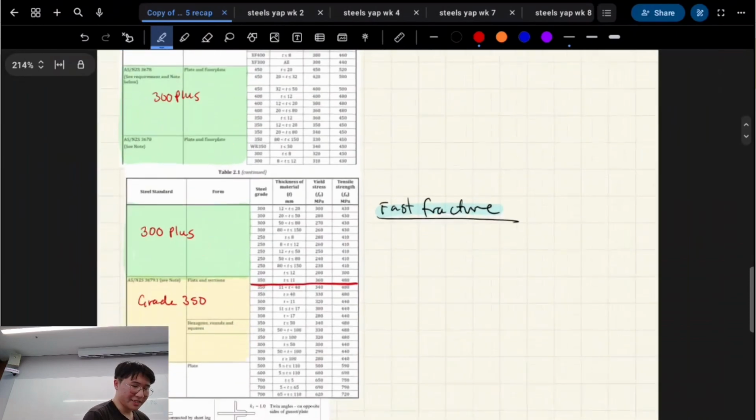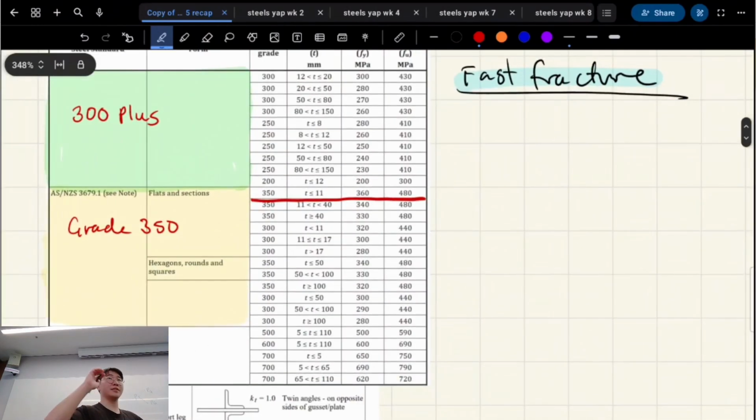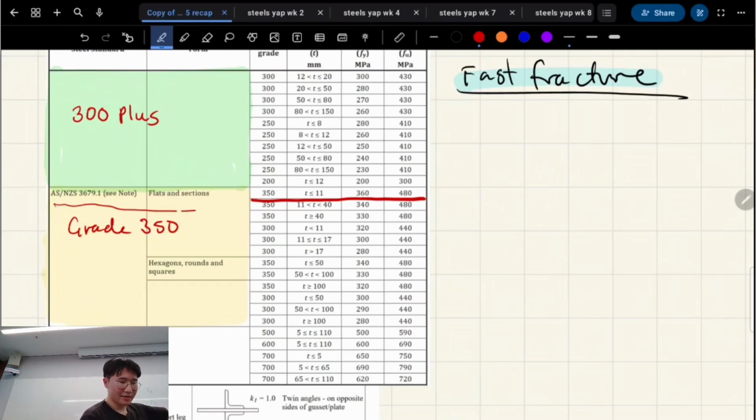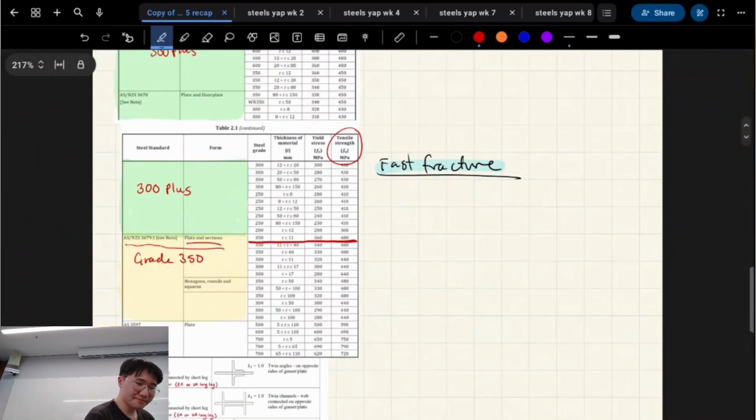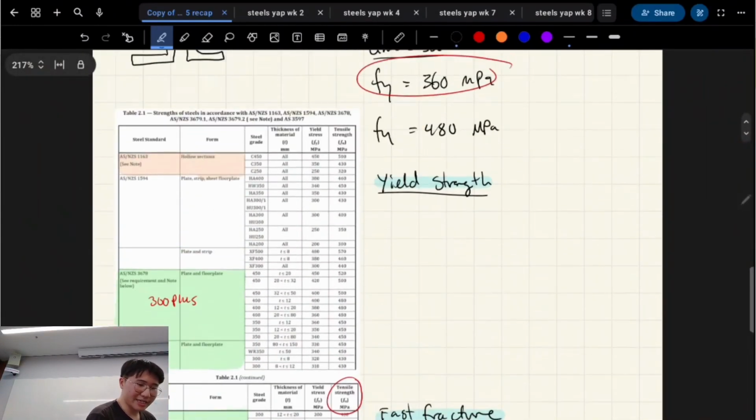Okay, basically, we go to this table in the standards, or from your lecture slides, in order to find FU, right? This is grade 350 steel for a flat section, and we're looking for the tensile strength, which is 480. We're going to need that to calculate the fast fracture capacity, right? So that's that right there. Cool. Okay, yield strength.